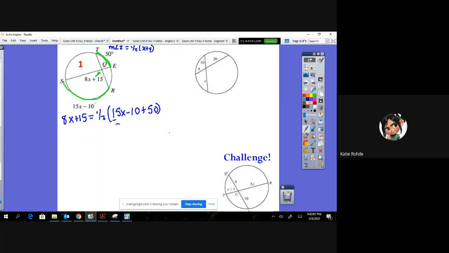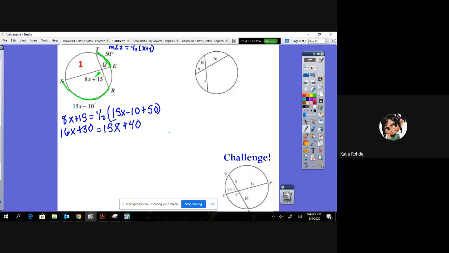Again, having this 15 be an odd number here, I don't want to do 1/2, so I'm going to go ahead and just multiply this side by 2. That makes that 1/2 become a 1. Then we don't have to worry about it. We're left with 15x. And then negative 10 plus 50 is positive 40.